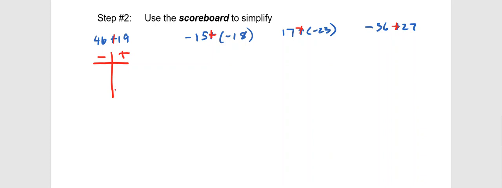If a number is positive, it goes in the positive column. If it's negative, it goes in the negative column. So here I can see that 46 is positive, 19 is positive.